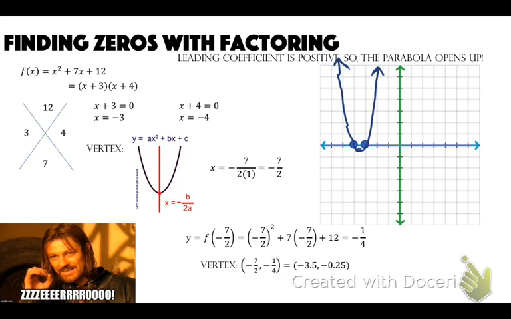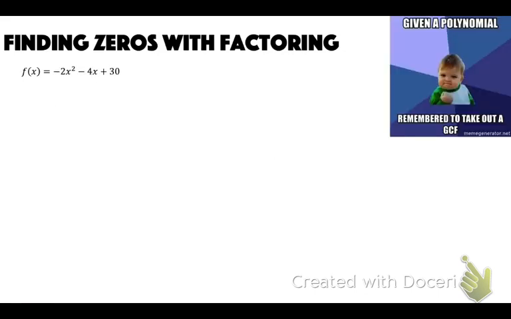Sweet. Okay, this one. So let's take out a GCF first. So I can take out a negative 2, and I'm left with x squared plus 2x minus 15. Then I'm going to factor this. So I want to see what multiplies to be negative 15 and adds to be 2. It happens to be 5 and negative 3. So that's going to be negative 2, and then x plus 5 and x minus 3.